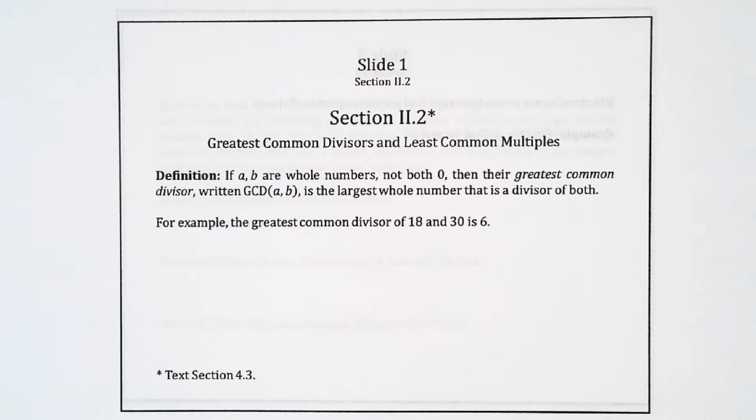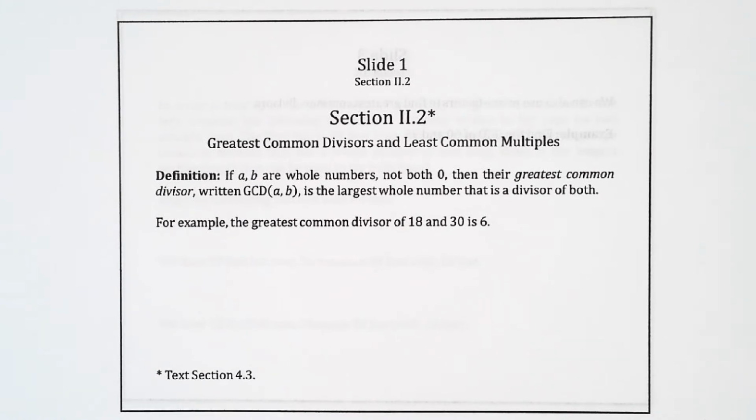This is the first mini-lecture for section 2.2 of the syllabus, which corresponds to section 4.3 of the textbook. This section is about greatest common divisors and least common multiples. Remember in the last section I talked a little bit about how important it is to understand the meanings of the words divisor and multiple. If you really understand what those words mean, then a lot of this section should be self-explanatory.